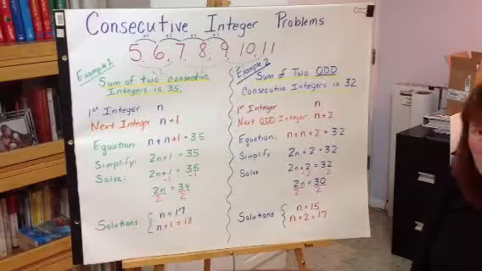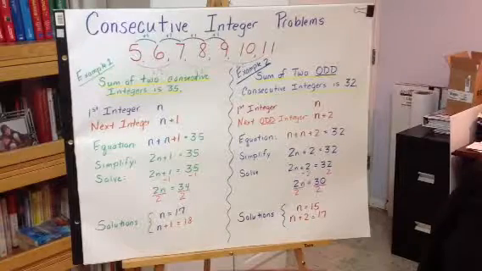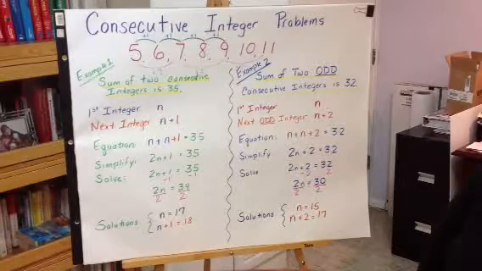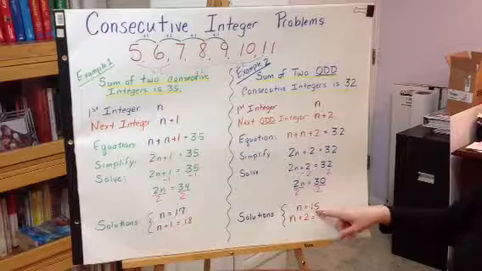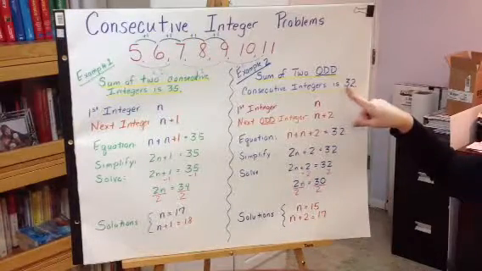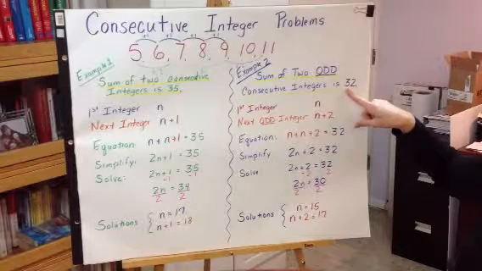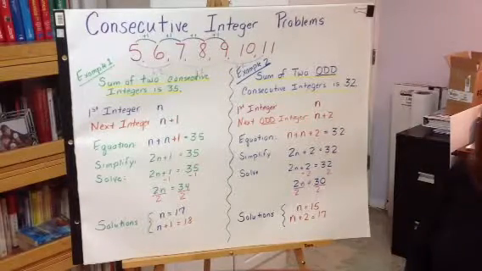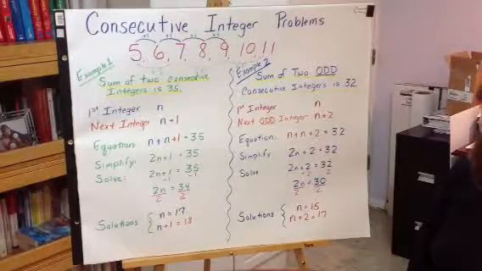It's always a good idea to go back and check and make sure that they actually answer the question. If I check, the sum of 15 plus 17 is 32. So I have done this problem correctly. And that is our lesson on consecutive integer problems.